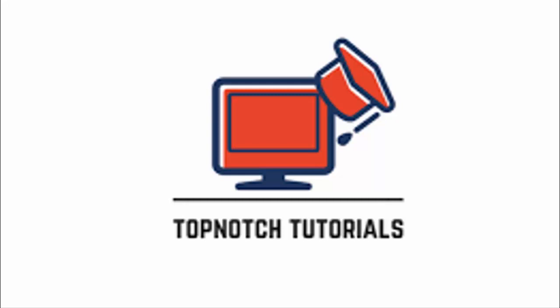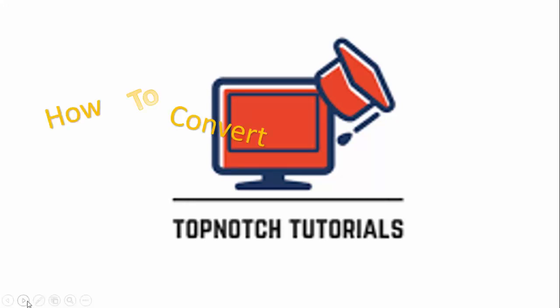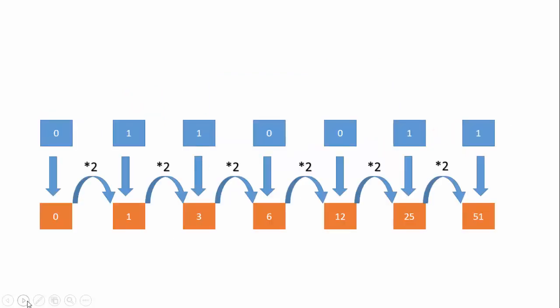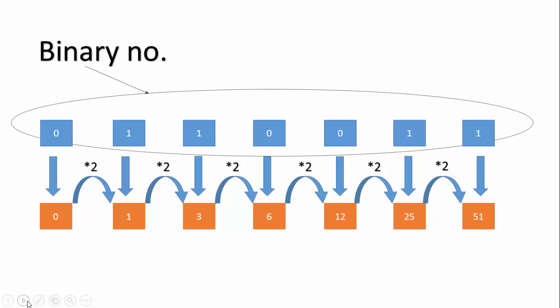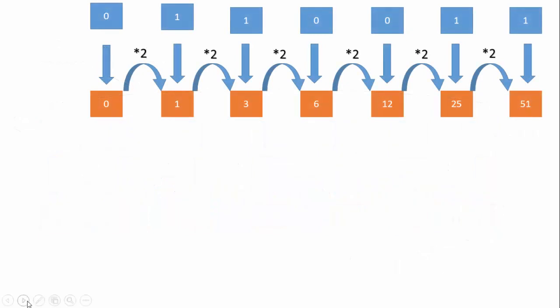In this session, we will learn how to convert binary to decimal. Let us consider one binary number, which is a representation of the number 51, which is a decimal number. Now, how do we achieve this binary to decimal conversion? Let us focus on the process.